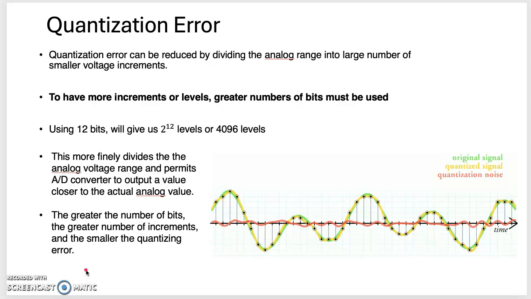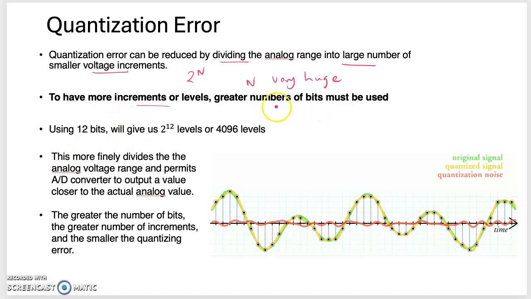So quantizing error can be reduced if we divide the analog range into a large number of smaller voltage increments, which means 2 to the power of n, where n is very large. Now again, if we have a lot of sampling points or a lot of levels, this means that our application will be more complex and more expensive. So we can't just simply do it.